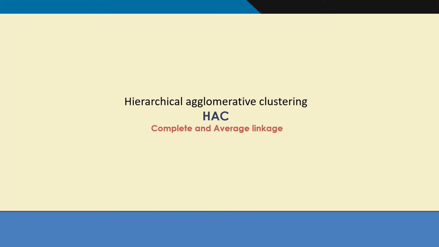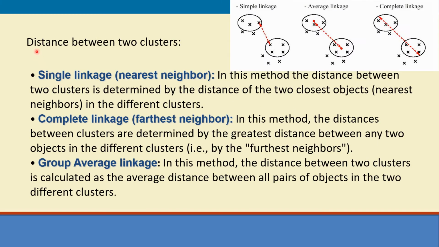Let's see hierarchical agglomerative clustering through complete linkage and average linkage. In clustering, distance between two clusters is determined by single linkage, complete linkage, and average linkage. In single linkage, we are looking at the nearest neighbors between the two clusters. So in this method, the distance between the two clusters is determined by the distance of the two closest objects.